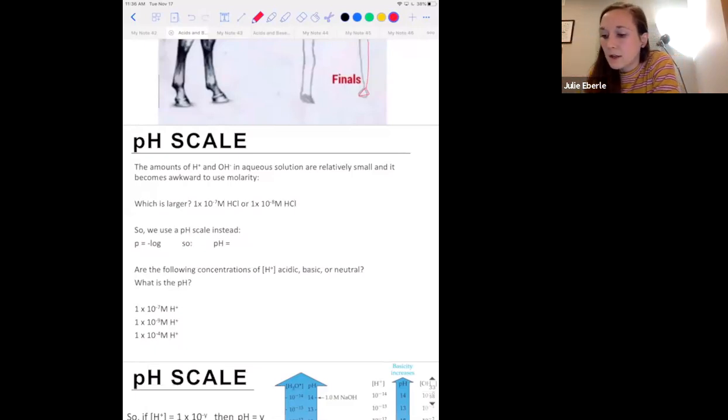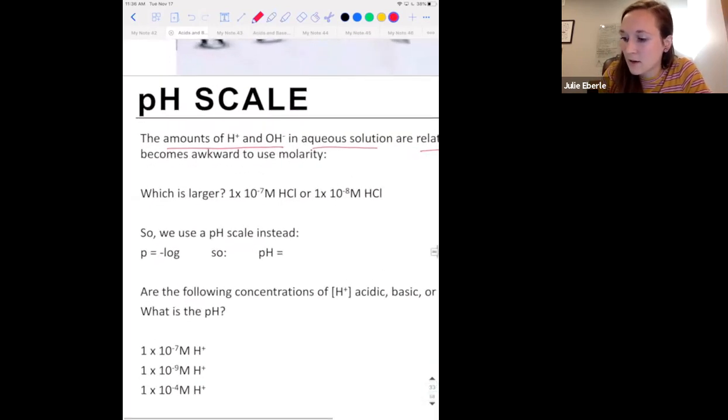So pH scale. I'm going to just read this slide first. It says the amounts of H plus and OH minus in aqueous solutions, just meaning in water, are relatively small, and it becomes awkward to use molarity, okay? These 1 times 10 to the minus 7, 1 times 10 to the minus 8, they make my head hurt. In fact, here's an example of how much it makes my head hurt. Which number is larger, 1 times 10 to the minus 7 or 1 times 10 to the minus 8? I look at that and I'm like, I don't know. I have to think about it, right? You really have to think about it.